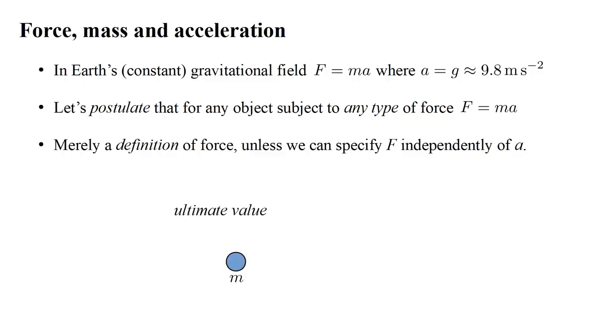F equals ma becomes useful when we can specify force independently of acceleration from a force law, such as Newton's law of gravitation. Then we can determine the acceleration as force divided by mass. And since acceleration is the rate of change of velocity, and velocity is the rate of change of position, knowing the initial velocity and position of the mass, we can solve for its velocity and position any time in the future. In this way, F equals ma allows us to make predictions about the motion of bodies.